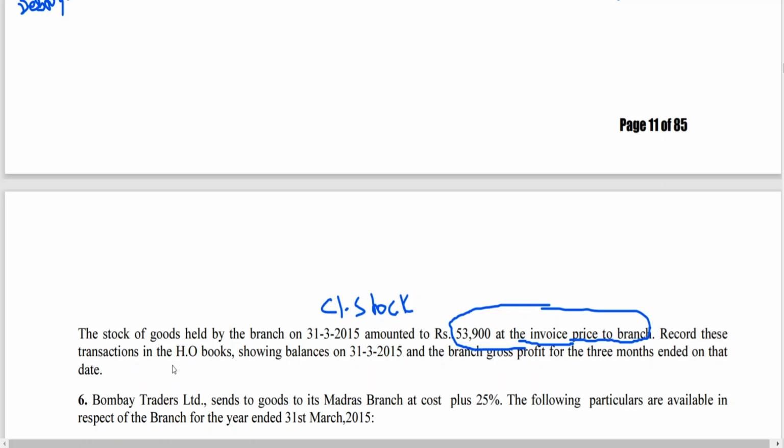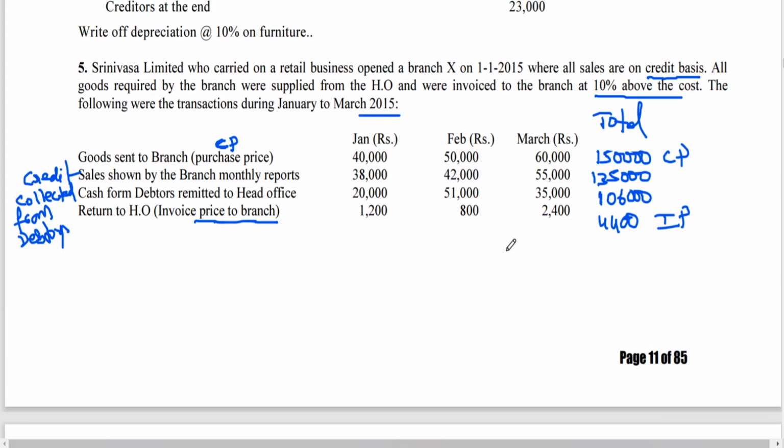Record these transactions in the head office books showing the balance on 31st March 15 and the branch gross profit for 3 months ended on the date. Now you can see he has not given which method to be followed.